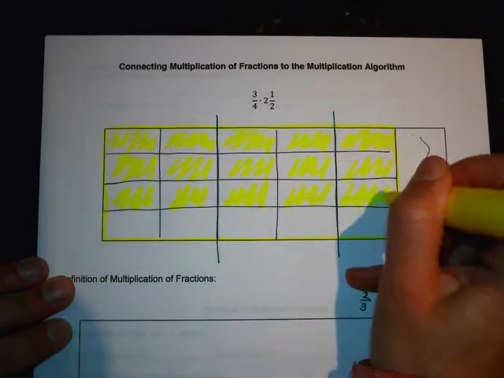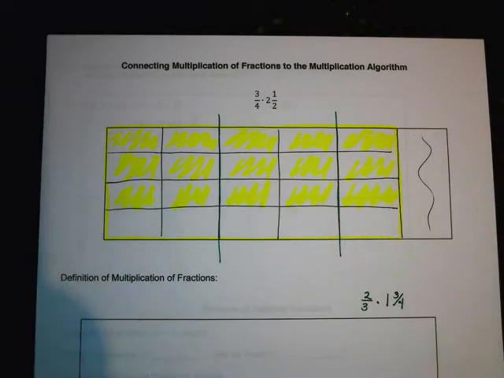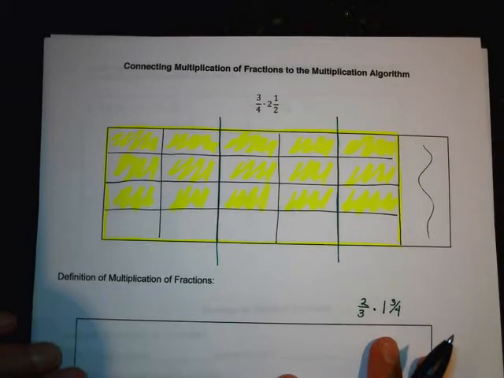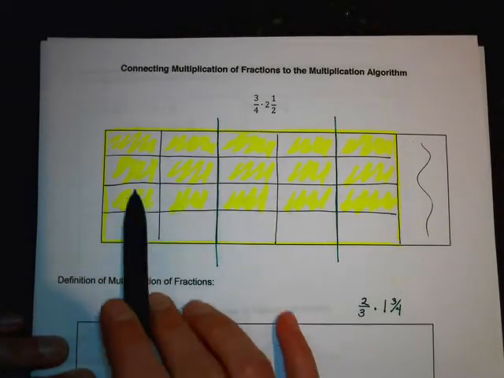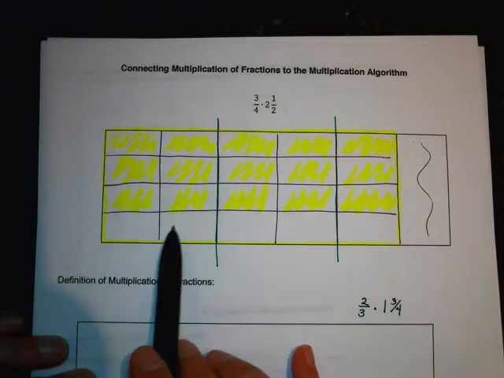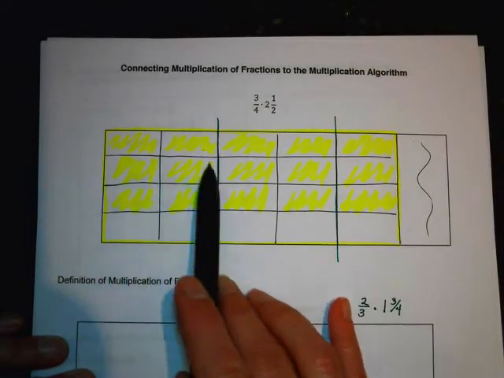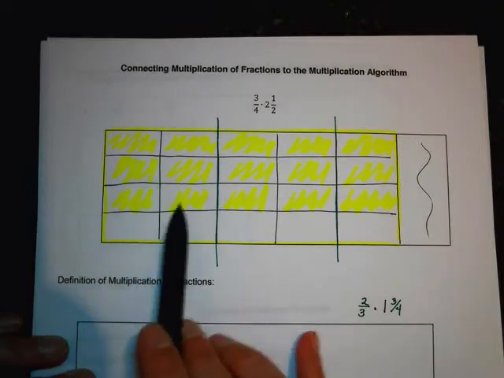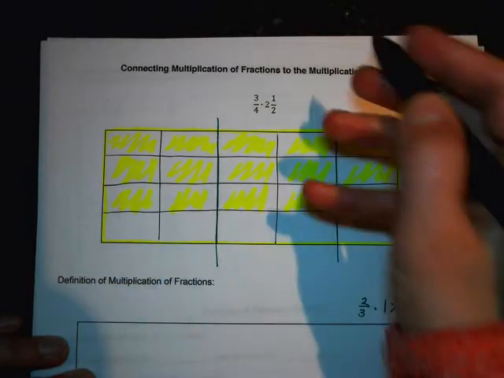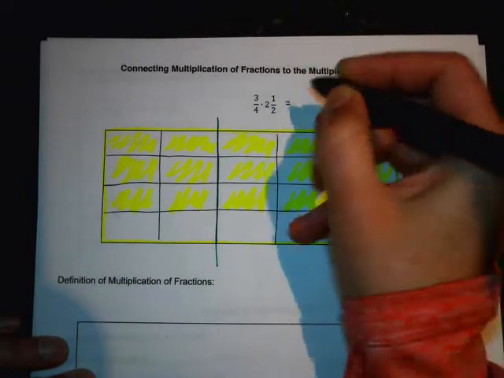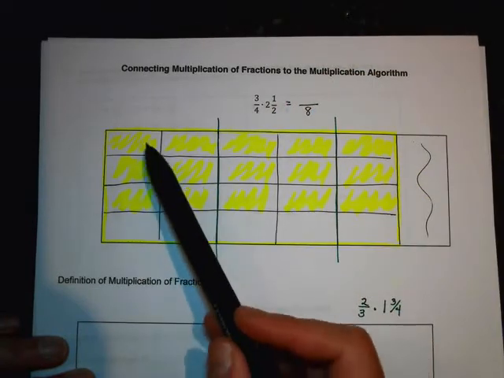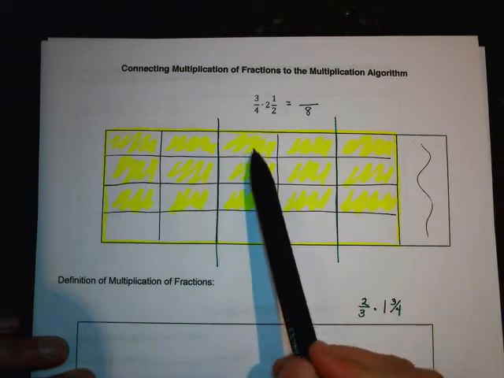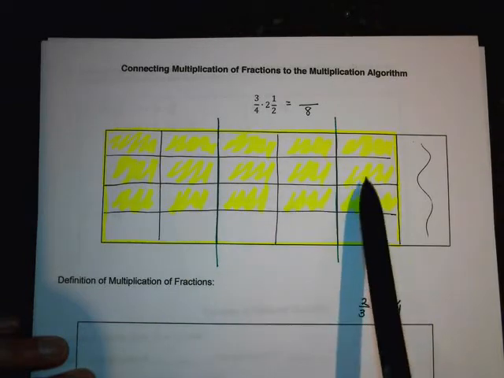Okay, so now let's look at 1 pan of brownies. So here's 1 pan right here. How many pieces has one whole been divided up into? Do you guys see it's been divided up into 8 pieces? All right. So how many of these 8ths have we colored in? 1, 2, 3, 4, 5, 6, 7, 8, 9, 10, 11, 12, 13, 14, 15. There's my solution, 15 over 8.